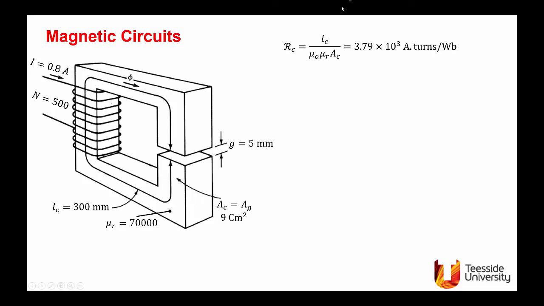We calculate the reluctances. The reluctance of the core is the length of the core divided by mu naught mu r, area of the core. Give this value. The reluctance of the gap is the length of the gap, and here mu r is 1, so it's mu naught, gives us this value. Straight away you can notice that the reluctance, magnetic resistance to the flow of flux due to the 5 millimeter air gap is much greater than the reluctance, the resistance to the flow of flux in the iron path.